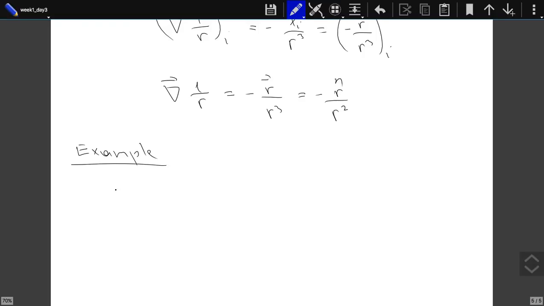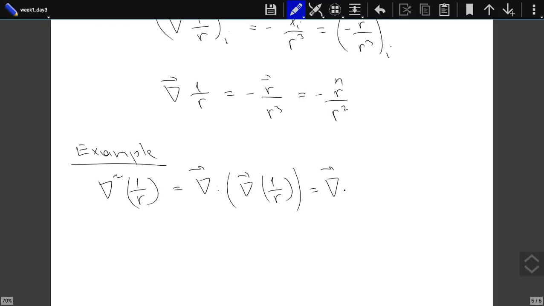Let's do one more thing. Let's calculate the Laplacian of 1 over r. The Laplacian, if you remember, we had defined as the Laplacian of a scalar function is the divergence of the gradient. This is equal to the divergence of the gradient we had already evaluated, minus r over r cubed.